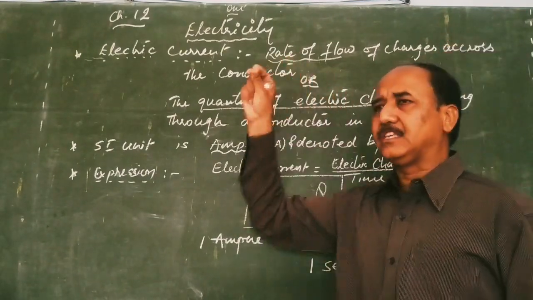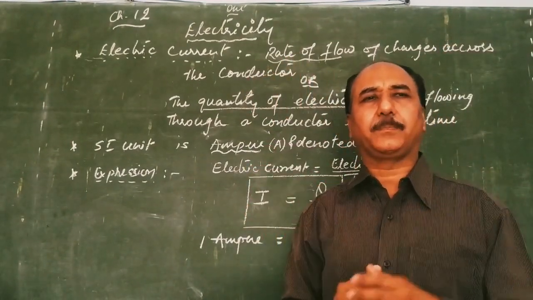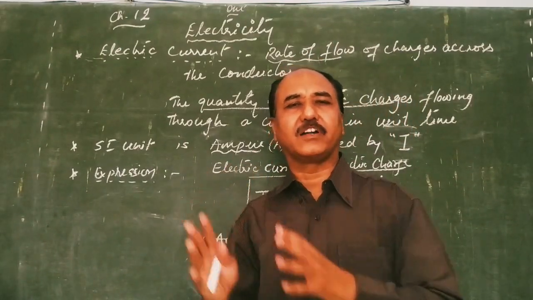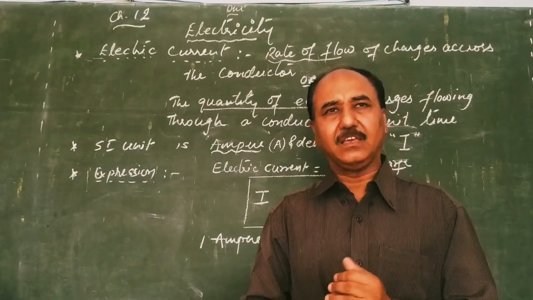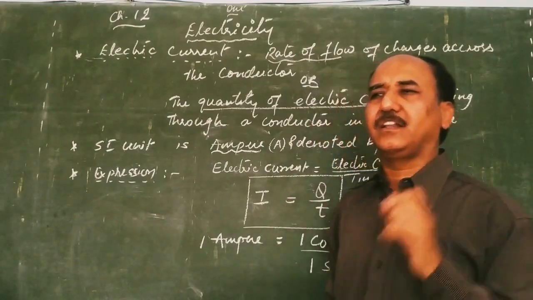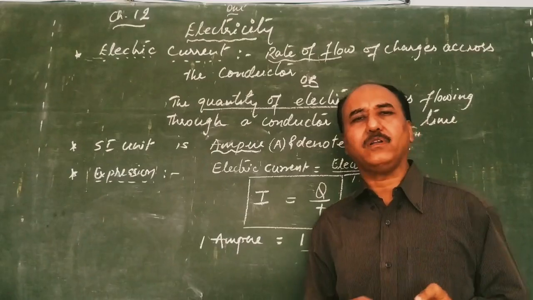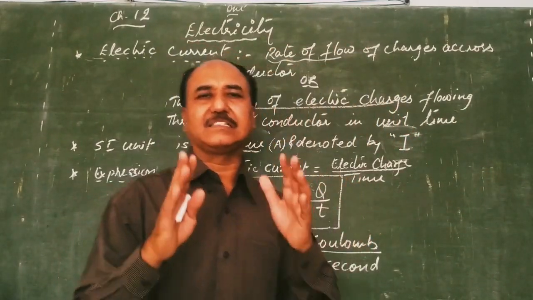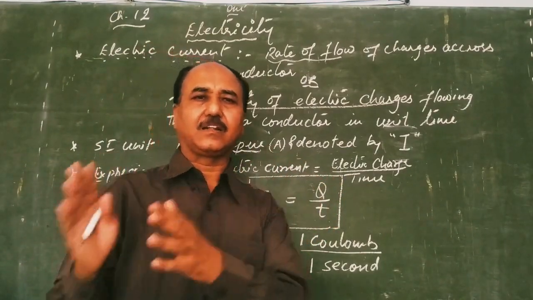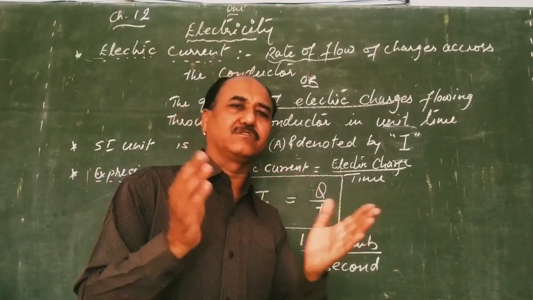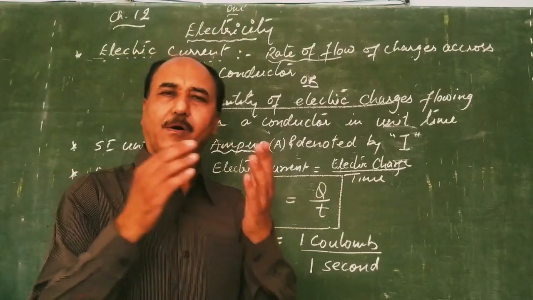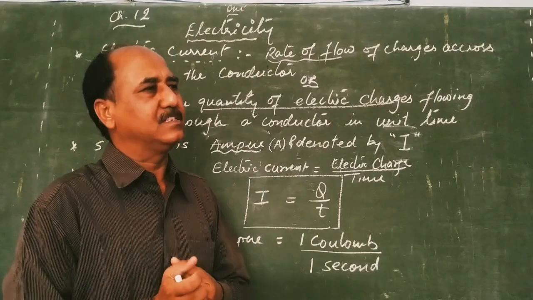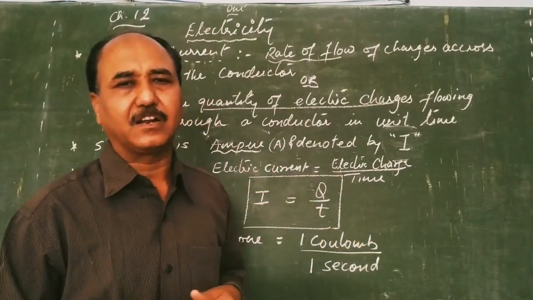Now this potential difference or electric potential is measured in volts, or in other words voltage, and it is denoted by V. And the small expression we studied earlier, V is equal to W upon Q, where W was the work done and Q was the amount of charges flowing across the conductor. So we can also say it is the ratio of the amount of work done to the flow of charges through the conductor, known as electric potential or potential difference.